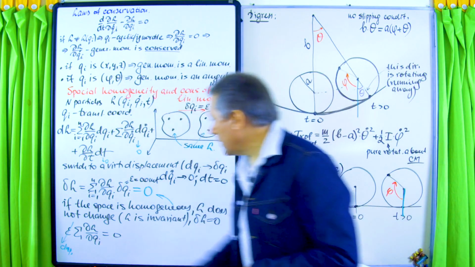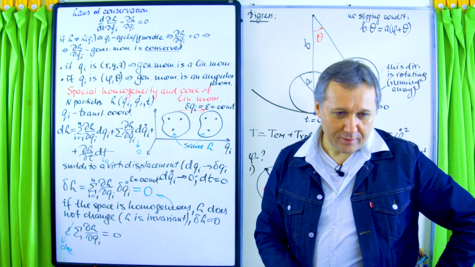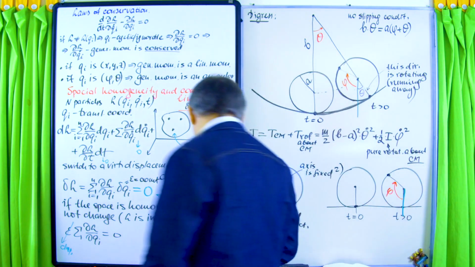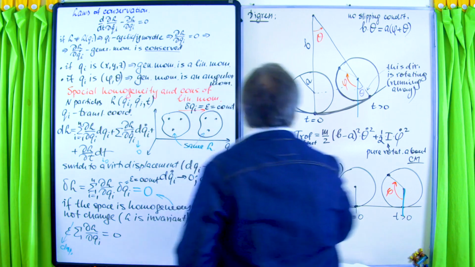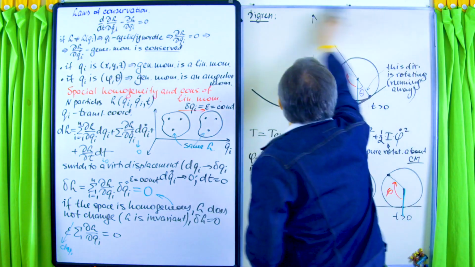Now, let's use the Lagrange equation. I need to invade this part of the board.